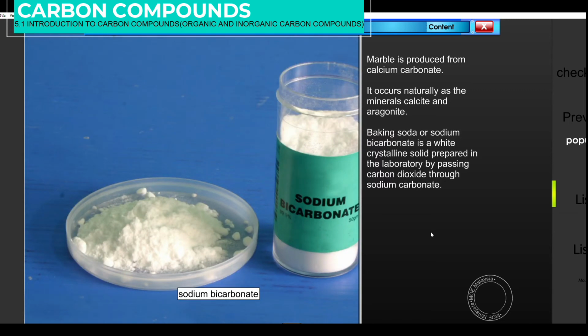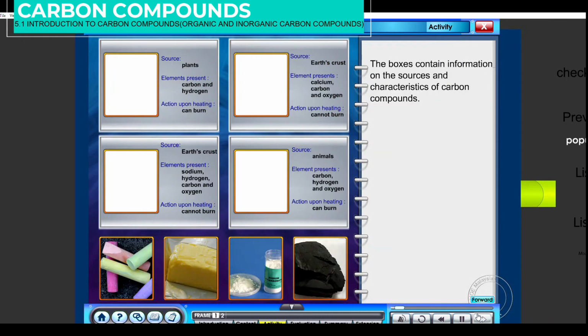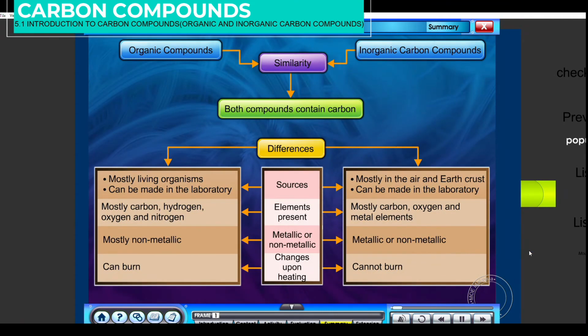Baking soda or sodium bicarbonate is a white crystalline solid prepared in the laboratory by passing carbon dioxide through sodium carbonate. The boxes contain information on the sources and let's organize what we have learned in this lesson.